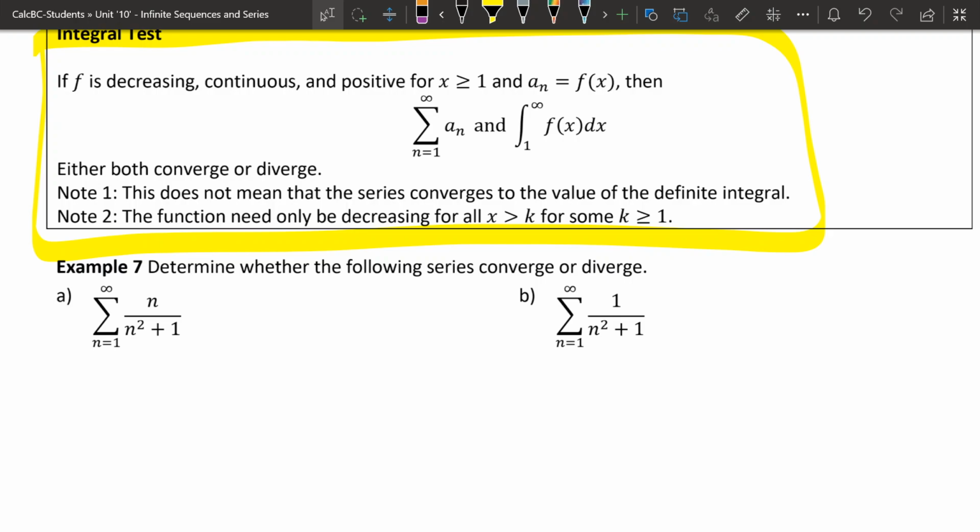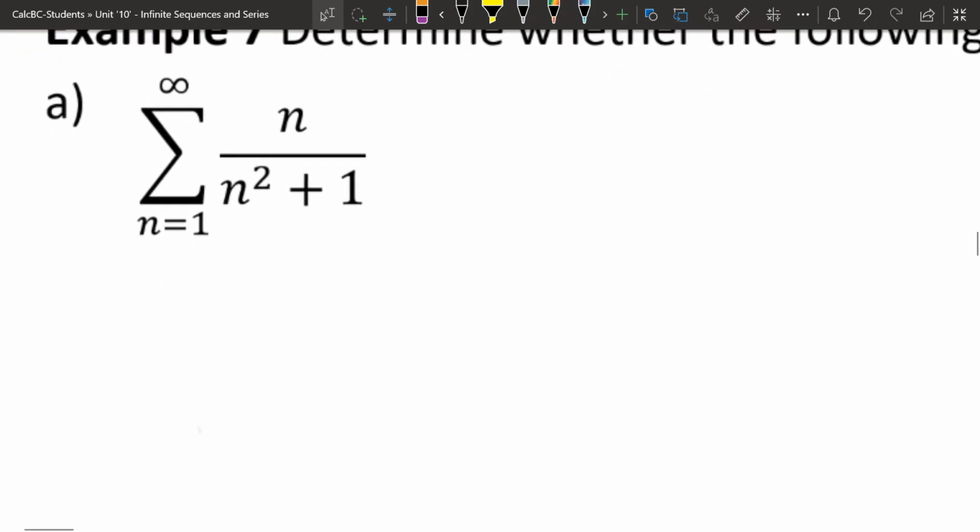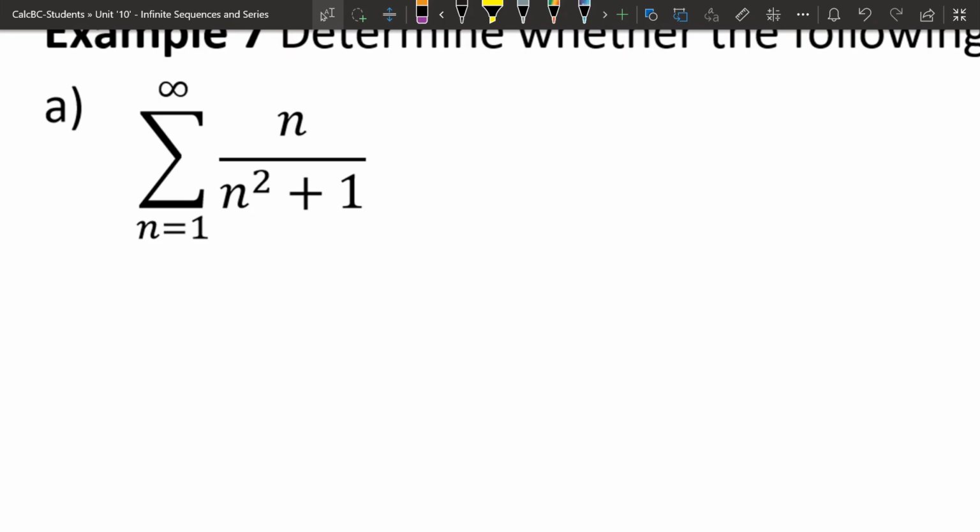All right, example 7. Determine whether the following series converge or diverge. In part A, we've got the series from 1 to infinity of n over n squared plus 1. All right, let's see what we can do here. Okay, so if we try our nth term test first, then we can see that the denominator is bigger. Plug in infinity, that's going to approach 0. So our nth term test for divergence doesn't help us here because we do get 0. So let's try this integral test.